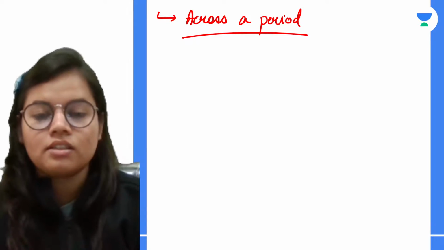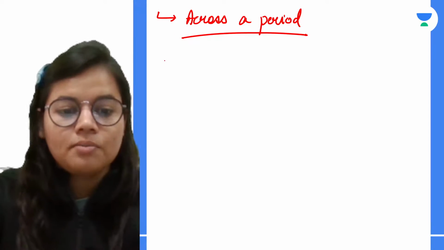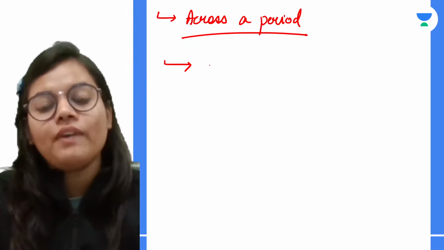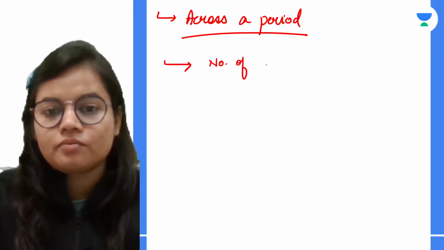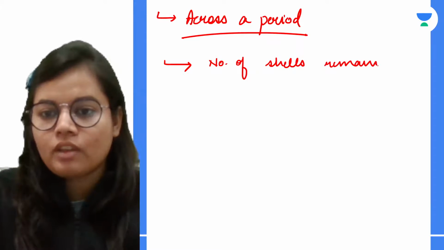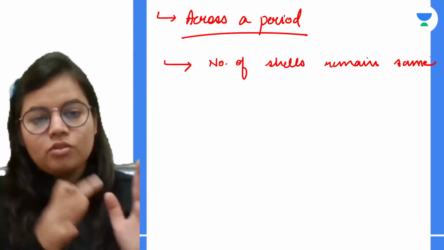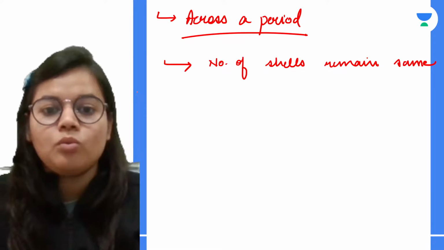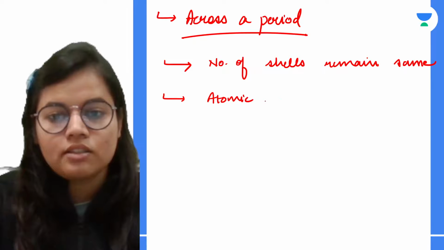Okay, let's discuss it here. देखिए, as we are moving across a period, very good, nuclear charge. So as we are moving across a period, what happens? The number of shells, they remain same. है ना? हम लोग जैसे ही across a period जा रहे हैं, number of shells remain same. लेकिन what is increasing? The atomic number increases.